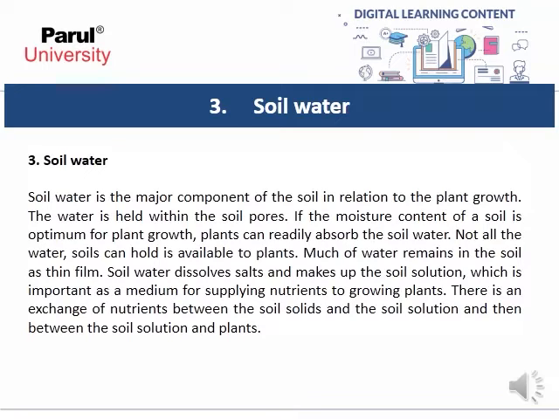Soil water dissolves salt and makes up the soil solution, which is important as a medium for supplying nutrients to growing plants. There is an exchange of nutrients between the soil solids and the soil solution, and then between the soil solution and the plant. So in this way, the plant will take the nutrients from the soil via the soil solution, via roots.